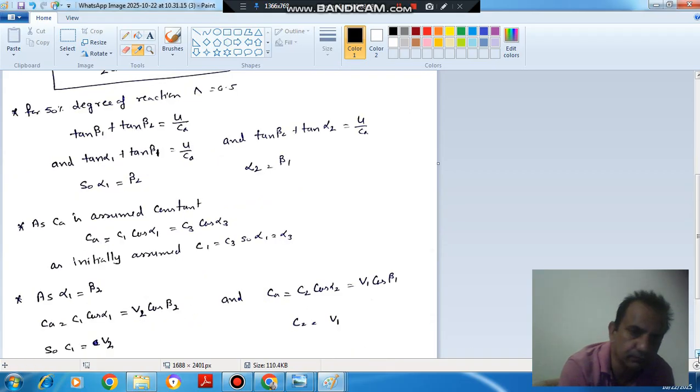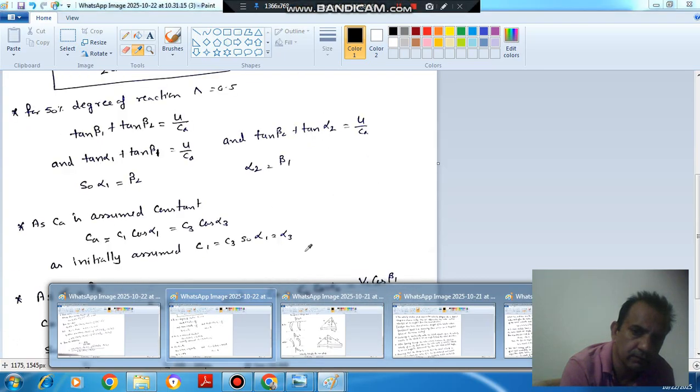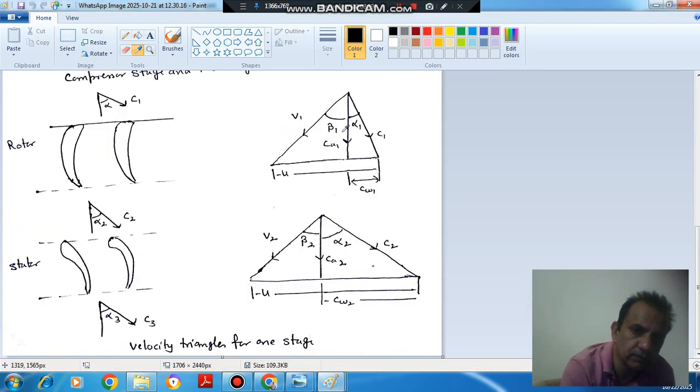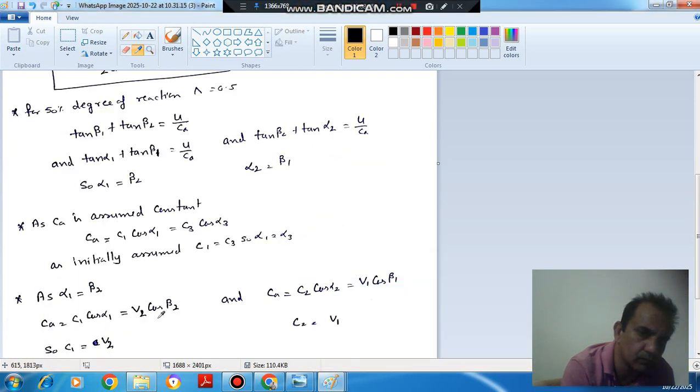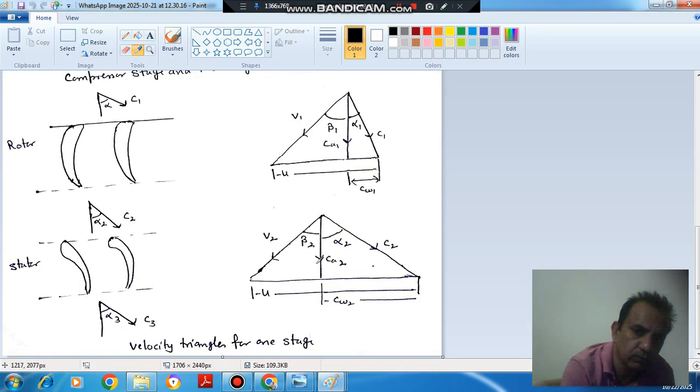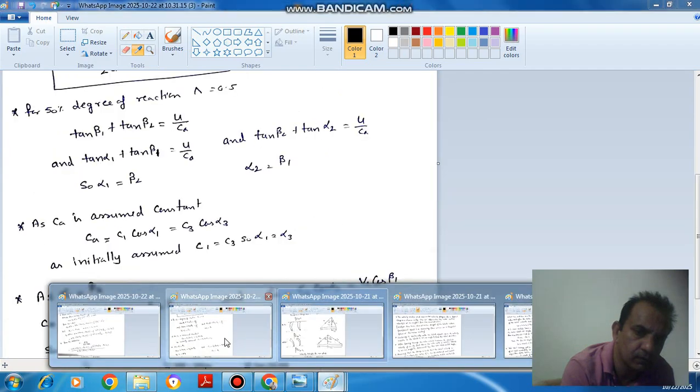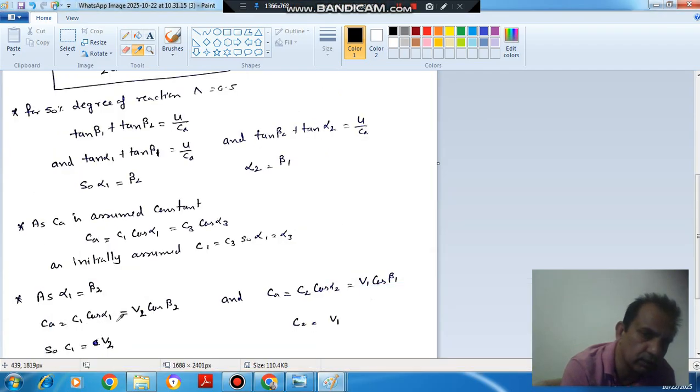As C1 is equal to C3, alpha 1 is equal to alpha 3. And also Ca is equal to C1 cos alpha 1. From this diagram we can write this expression: Ca is equal to C1 cos alpha 1 and also equal to B2 cos beta 2. So as alpha 1 is equal to beta 2, C1 will be equal to B2. Similarly, C2 will be equal to B1. So these are the conditions for 50% degree of reaction.